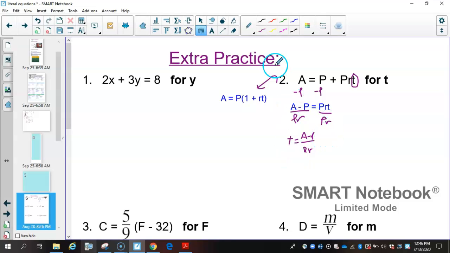You'll see why I'm not going to do that here in a second. So now, if I want to get t by itself, it's connected to r, and 1 is being added to it, but it's inside of these parentheses. So before I do anything, I have to get rid of this p. So I'm going to divide both sides by p. That leaves a over p equals 1 plus RT.